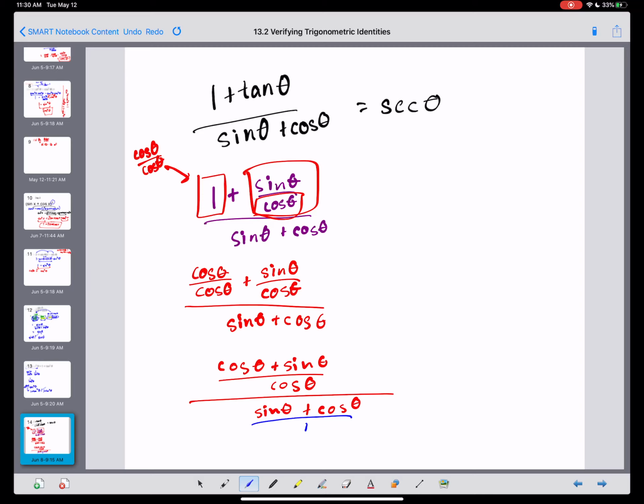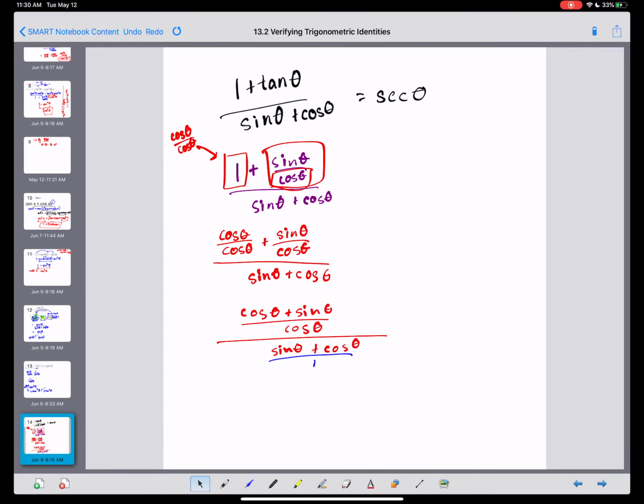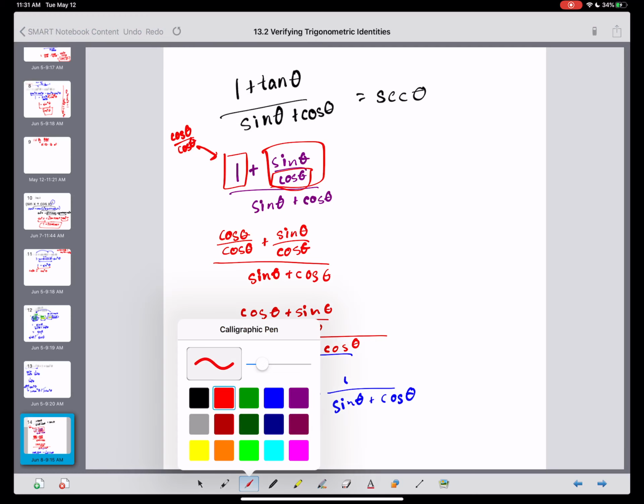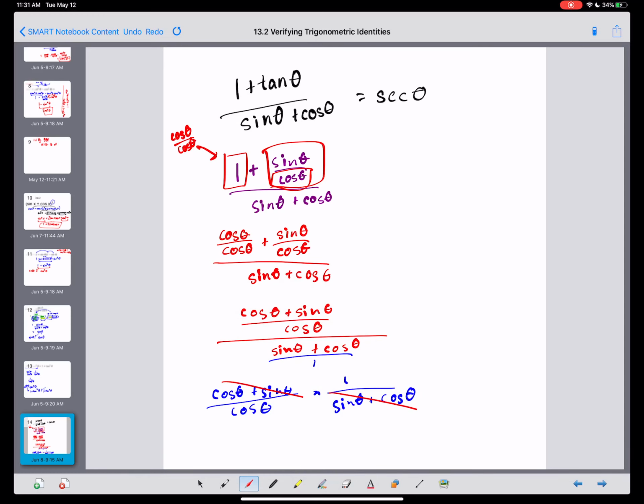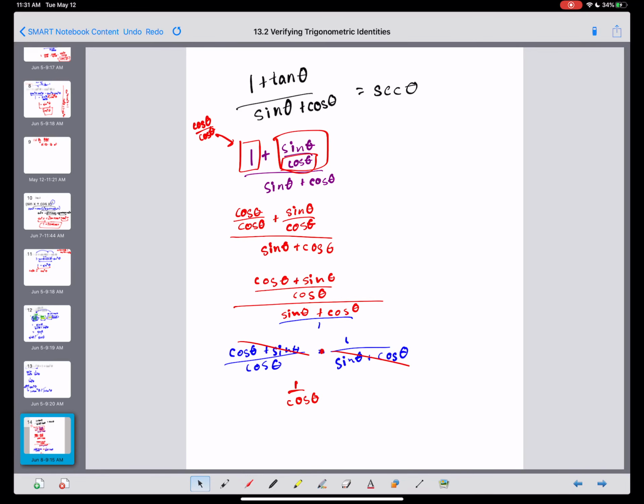From here, this is technically under 1, right? Remember, when we're dividing fractions, the idea is that we're multiplying by the reciprocal. So I get cosine theta plus sine theta over cosine theta times the reciprocal of the bottom, which is 1 over sine theta plus cosine theta. These two terms will cancel out because they're exactly the same. So I get 1 over cosine theta, which in reality is secant theta, which is exactly what I want from the right side, right?